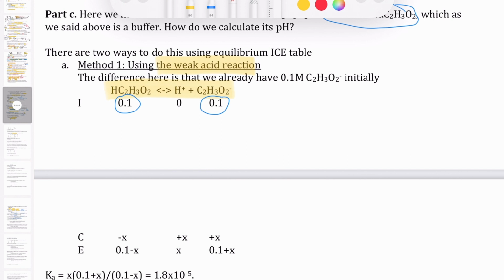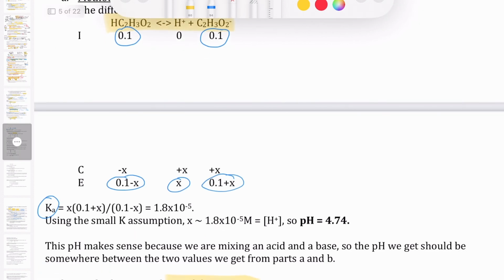If you do your ice table with minus x and plus x, you're going to get 0.1 minus x and 0.1 plus x at equilibrium. And all you need to do is set that equal to your Ka expression. So it's going to be x times (0.1 plus x) over (0.1 minus x). If you use a small K assumption here, this is just about 0.1, and this is just about 0.1. Matter of fact, those two cancel out.